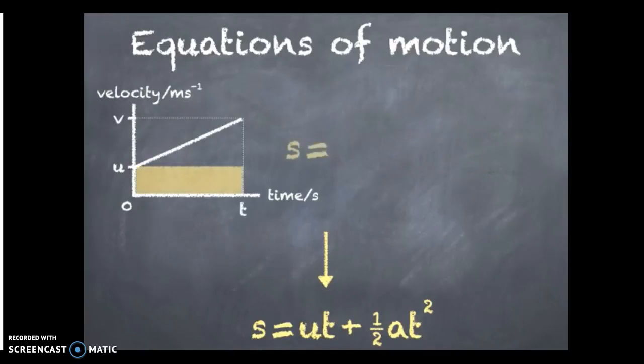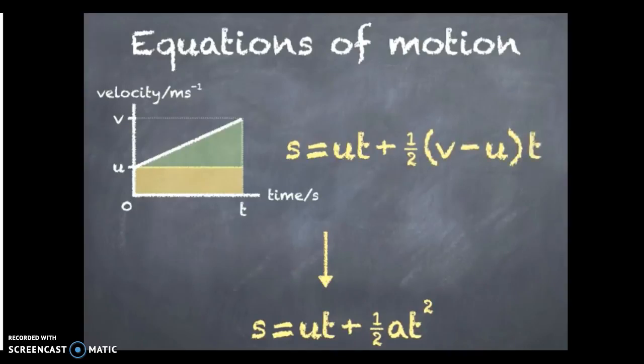So firstly, we have this section, a rectangle. Its area can be found by multiplying its height by its length, giving us ut. The second section is a triangle. Its area is equal to half times the height times the length. The height of the triangle is v minus u, and its length is just t. So its area is half times v minus u times t.